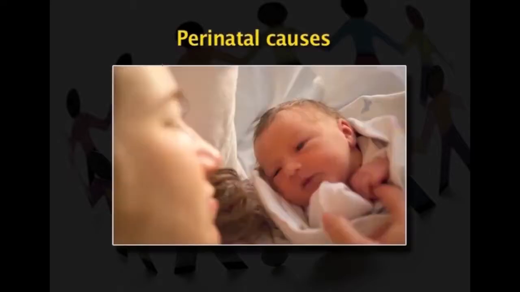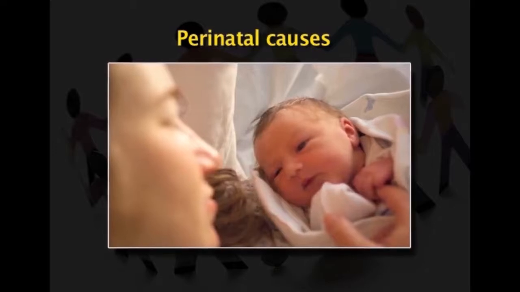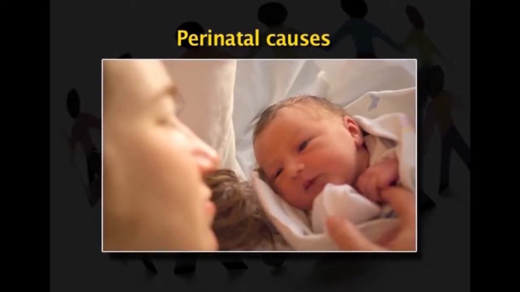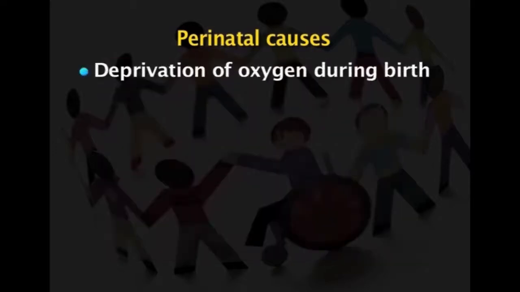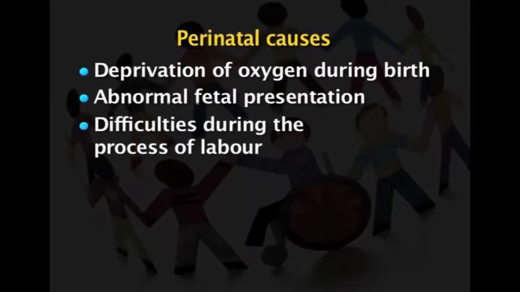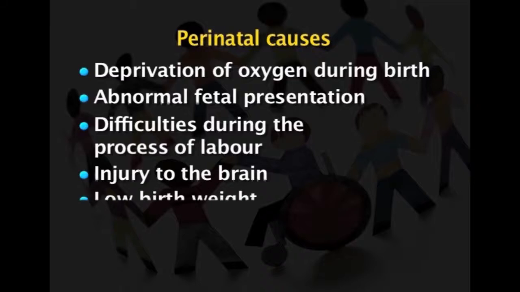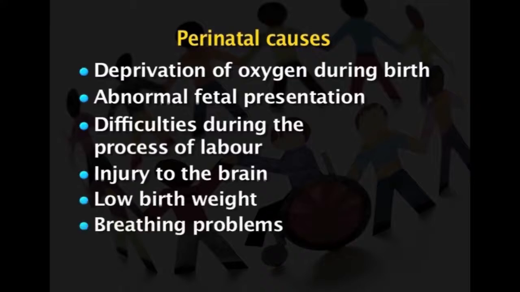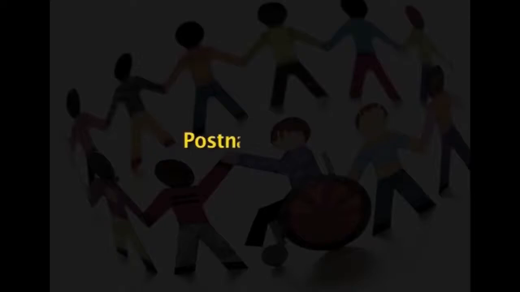The next cause is the perinatal causes, that is during the birth of the child. What are the causes leading to the disabilities? Deprivation of oxygen during the birth, abnormal fetal presentation, difficulties during the process of labor, injury to the brain, low birth weight, breathing problems, severe jaundice as soon as the child is born can also lead to the disabilities in the child.